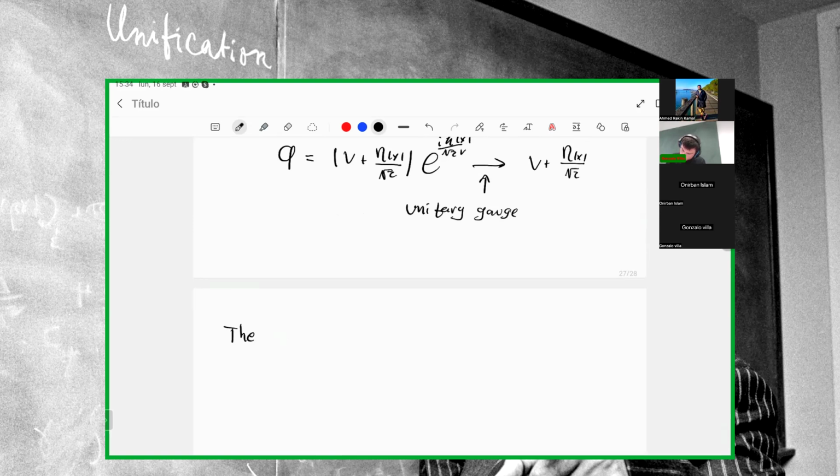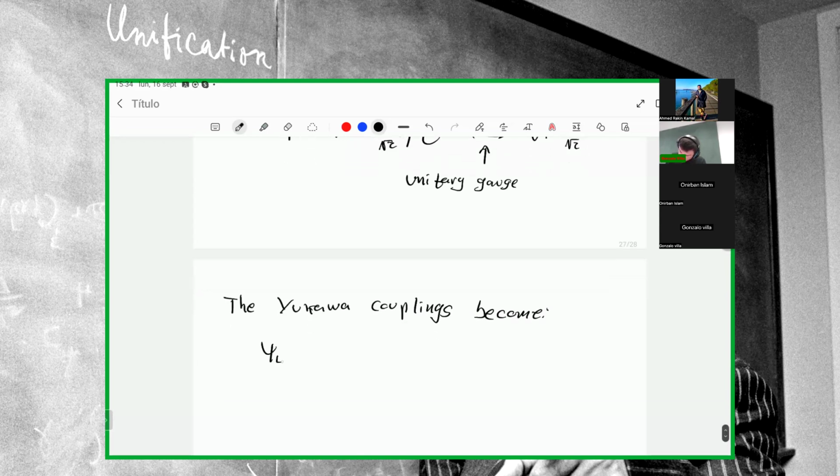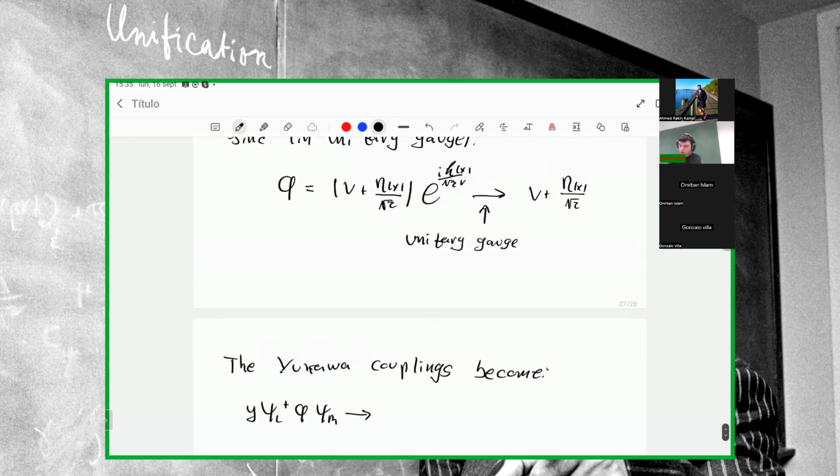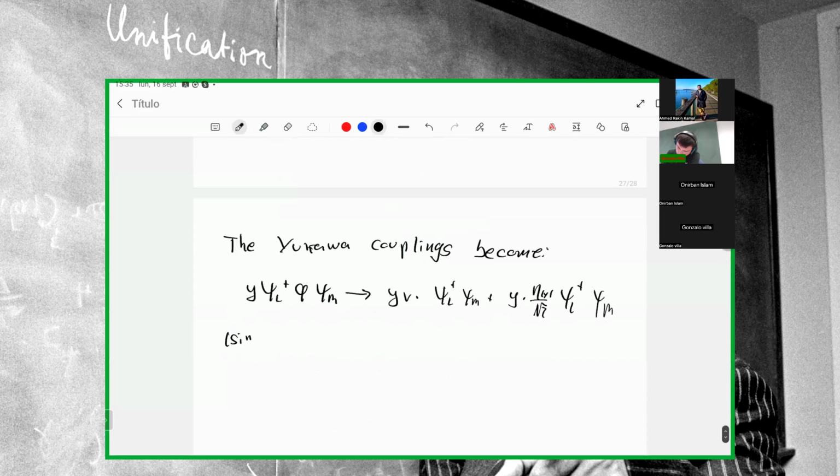So what happens to the Yukawa couplings? Remember we had psi L, phi, psi R times Y. So when the field gets its vacuum expectation value, we get Y times V, psi L, psi R, plus Y times eta of X over root 2 psi L, psi R. And similarly for the Hermitian conjugate.